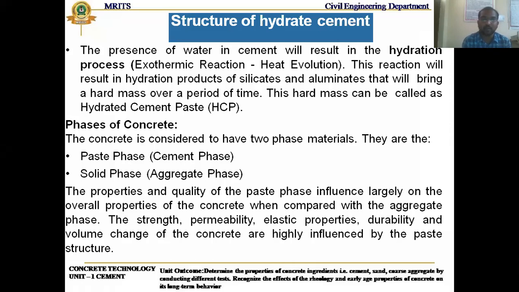The properties and the quality of the paste influence the properties of the concrete largely. Some of the properties, such as strength, permeability, elastic property, durability, and the change in volume of the concrete, are also influenced by the paste structure. If the cement is in the paste phase, the properties of the concrete are influenced a lot more than by the solid aggregate phase, where the properties are influenced in a lesser way.